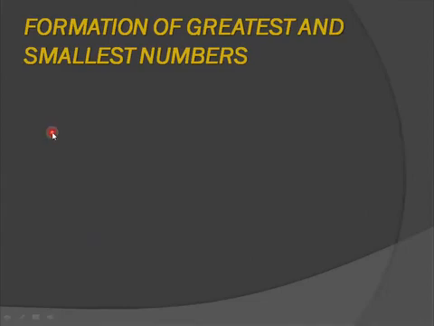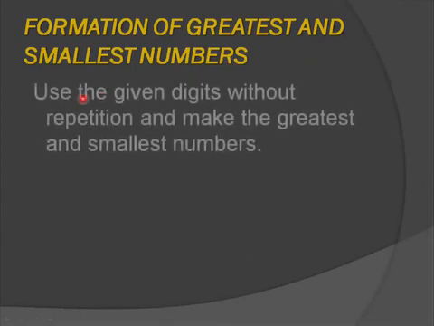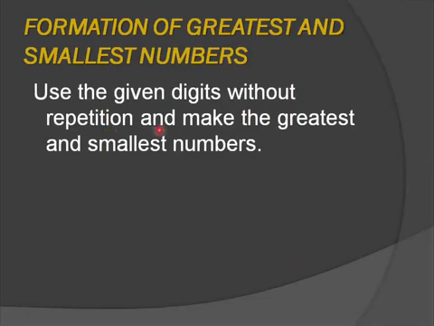Now let us see the formation of greatest and smallest numbers. By using the digits, how will we form the greatest number and smallest number, let us see. Use the given digits without repetition and make the greatest and smallest numbers. Here they will give you the digits: 9, 1, 7, 4, 8, 6, 3. These are the digits they have given. By using these digits, you should make a greatest number and a smallest number. But you should not repeat any number again.